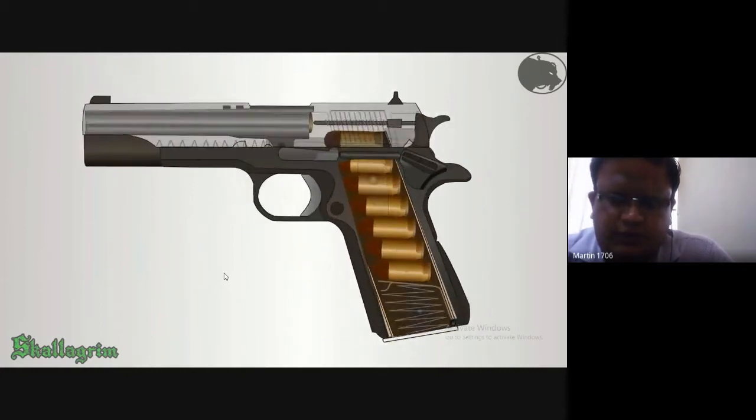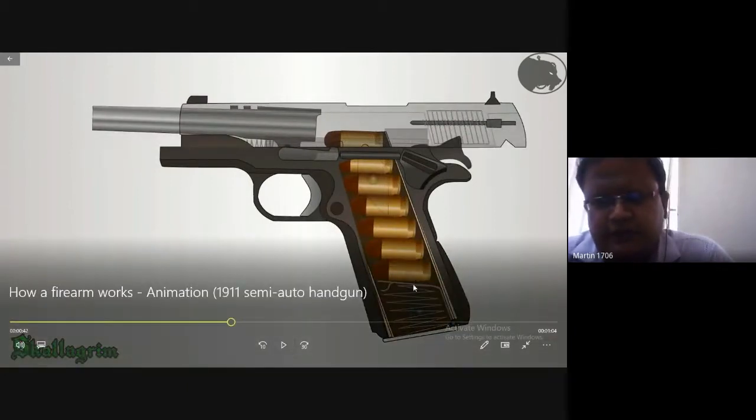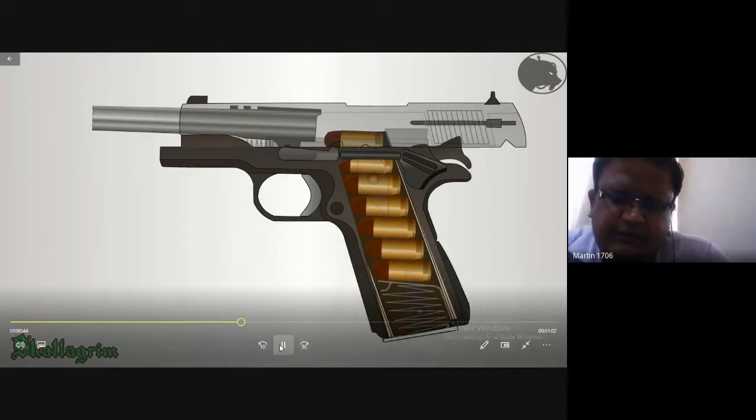Once it is loaded, okay, yeah. So please see, after loading the bullet in the gun, they are pushing up. Inside this part you can have the spring unit and the plunger unit. Once they trigger it, it will take one bullet. Just to see this one mechanism.